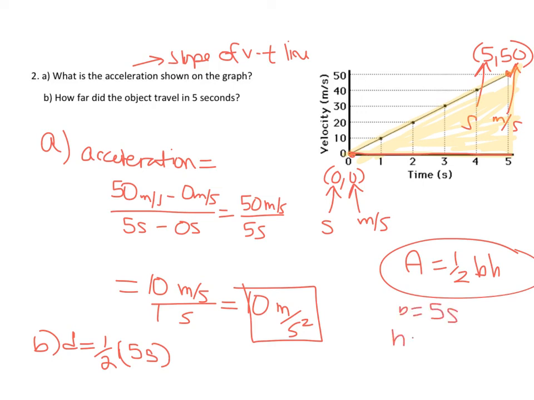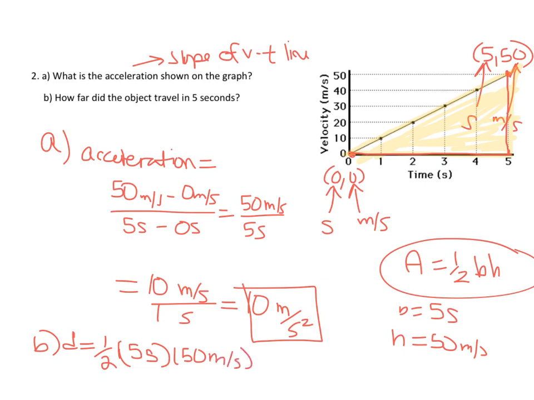My height is going to be, if I start at 5, go up here, going from 0 to 50, my height is going to be 50. And again, that is in meters per second. Make sure you include the units. So we'll write this out. I have 1/2 times 5 seconds times 50 meters per second.